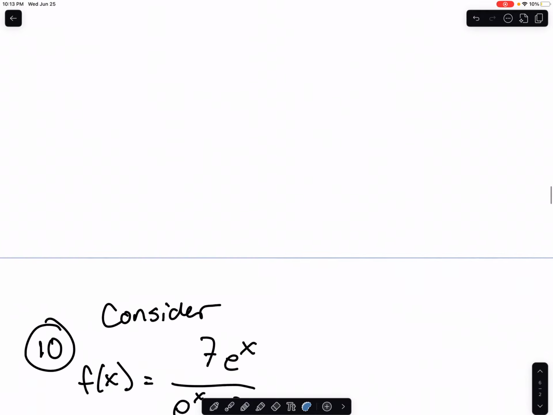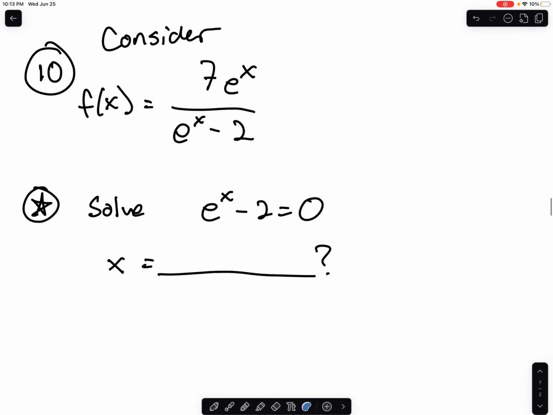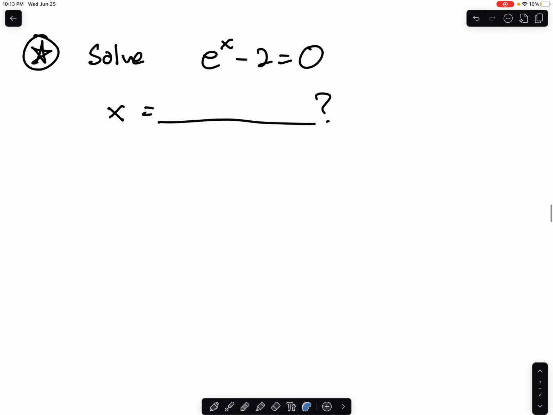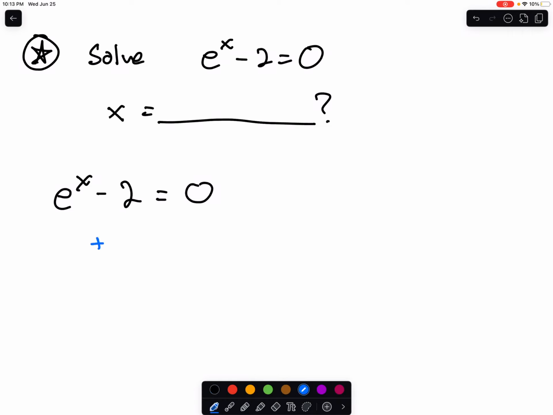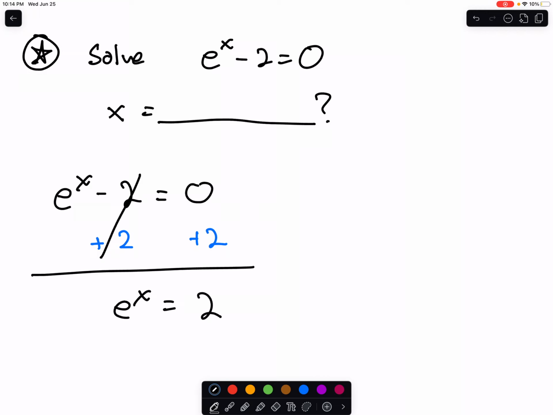So the first one is solve e to the x. If we consider this function, they're asking us to solve for x, to set the denominator equal to 0. Okay. So with that, if we have e to the x minus 2 equals 0, we add 2 to both sides. So then we have e to the x equals 2. And then we take the natural log on both sides.